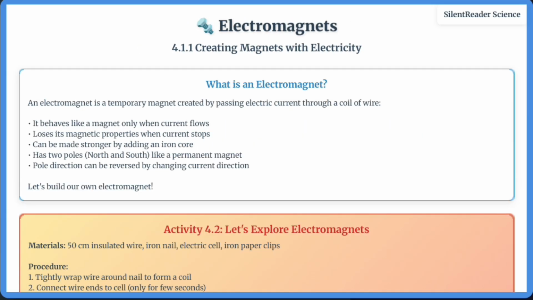Now let's explore electromagnets, temporary magnets created by electricity. An electromagnet consists of a coil of wire wrapped around an iron core. When electric current flows through the coil, it becomes magnetic. When the current stops, it loses its magnetism. In Activity 4.2, we'll build a simple electromagnet using an iron nail, insulated wire, and a battery.